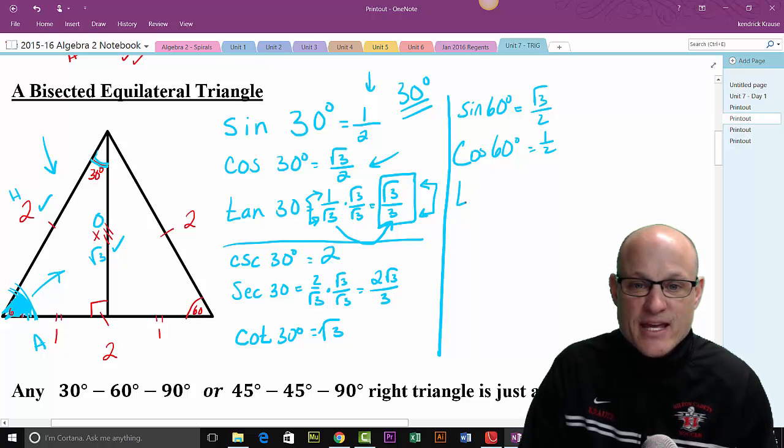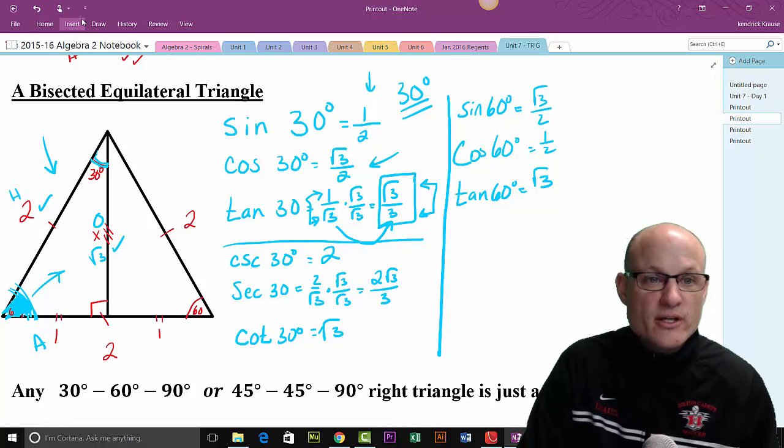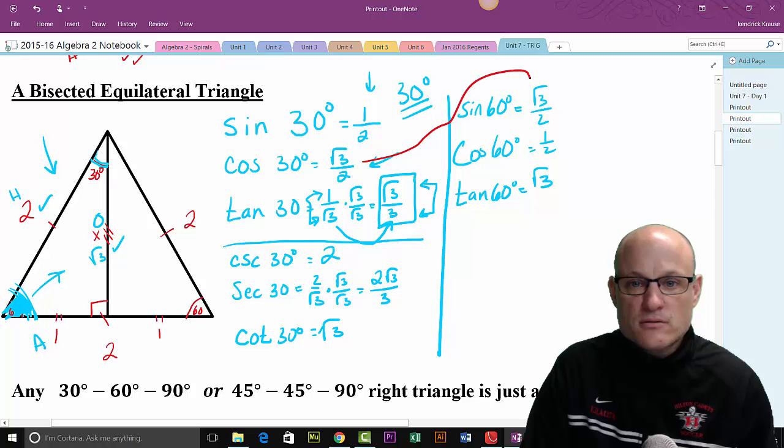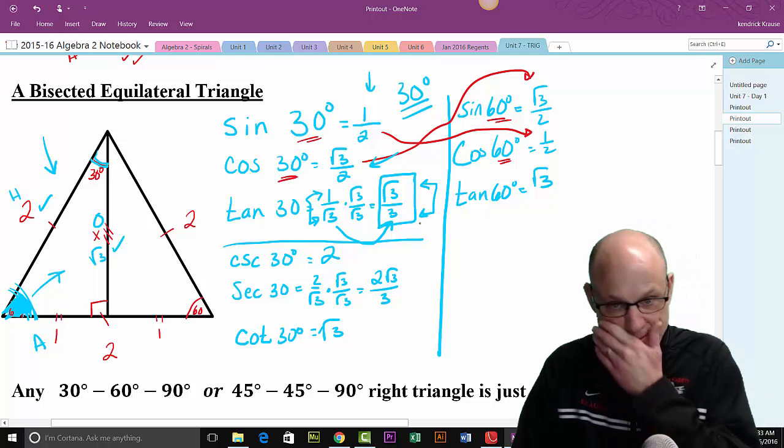The cosine of 60 degrees is 1/2. And then the tangent of 60 degrees is equal to opposite over adjacent, which is just the square root of 3 over 1, which is just the square root of 3. Did you notice that these were just opposites? And you notice that these angles add up to 90 degrees? We're going to come back to that eventually at some point.